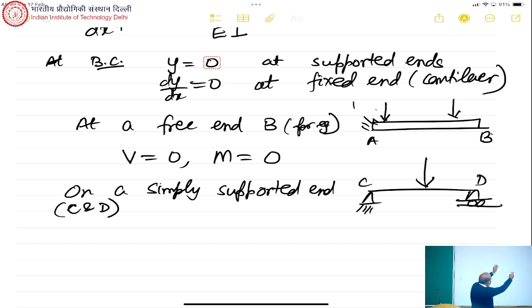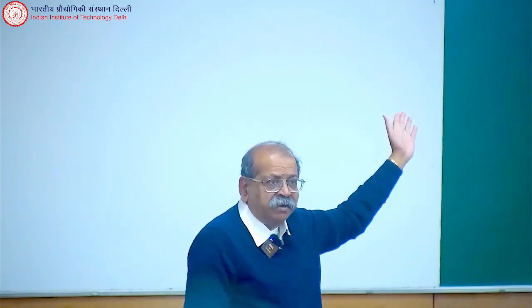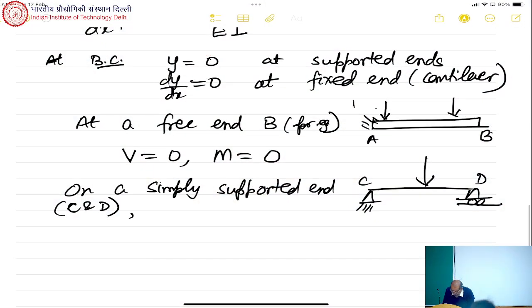On simply supported ends, what will be the condition in shear force and bending moment? What will be the bending moment? The bending moment on the simply supported ends will be 0. Because what is the bending moment? If you start from a corner, it will be Ra times x. And when x tends to 0, it will be 0. Similarly, you start from the other side, it will be Rb times x with a plus or a minus sign. So on a simply supported end, for example, C and D, R will not be 0, but M will be 0.